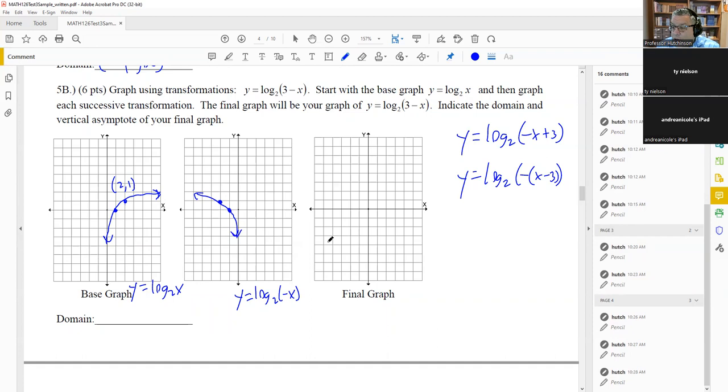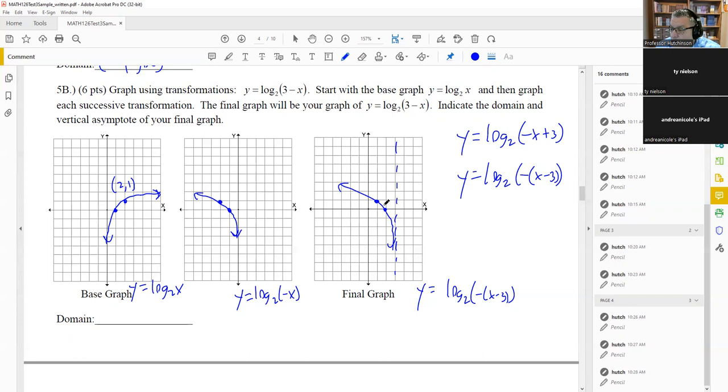Then we have a -3 inside. So this is going to be the final graph, log base 2 of -x - 3. We'll do that here. The vertical asymptote is going to shift 3 places to the right because of the minus sign inside the parentheses. These points also move over as well, and they're going to end up here. So this is what the final graph is going to look like there. Okay, so that's the final answer.